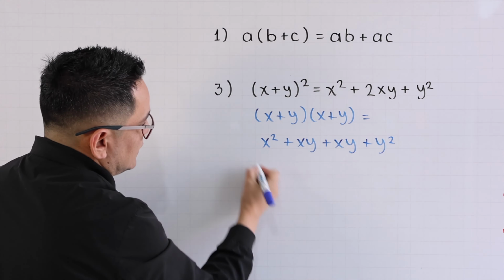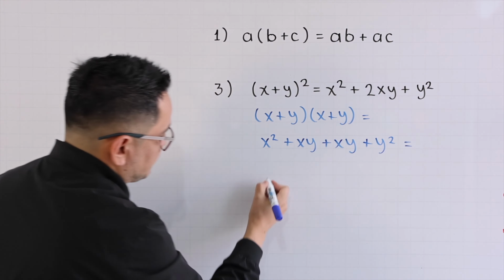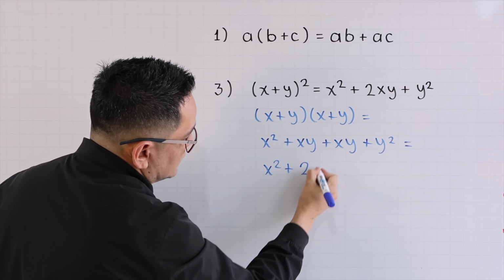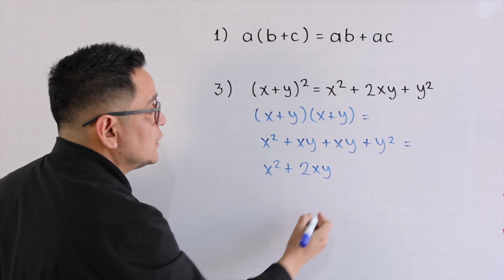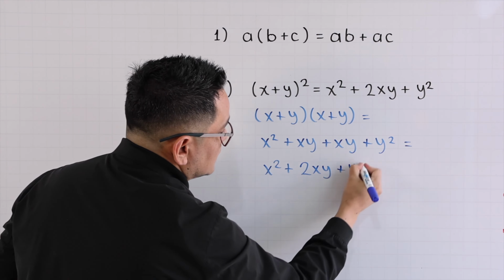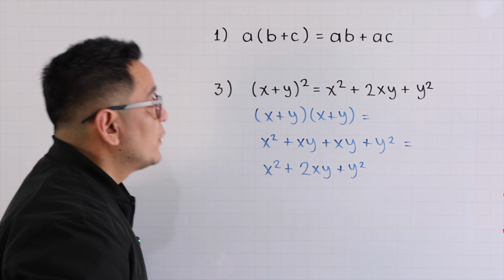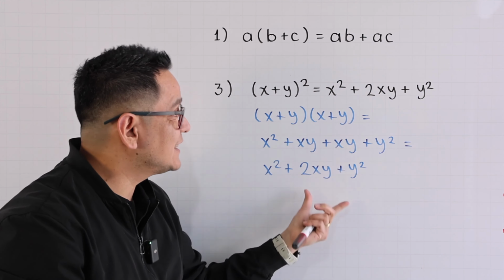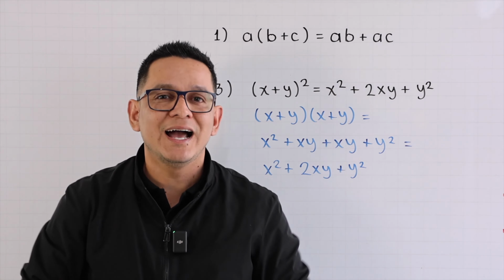All right, so this would be equal to x squared plus xy plus xy. Since they're like terms, I can add them, so it would be 2xy, and this y squared, we'll just write it down. As you can see, we're arriving exactly at this. Does that mean this is an algebraic identity then?